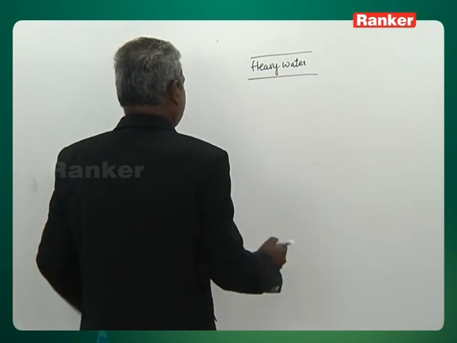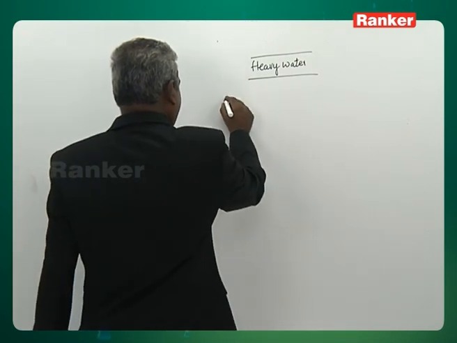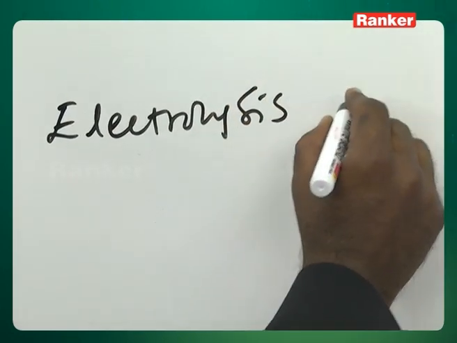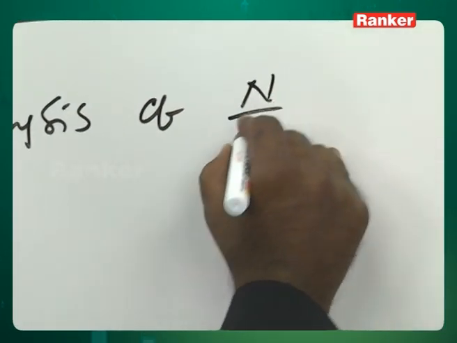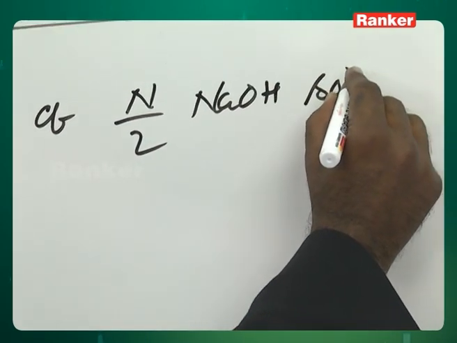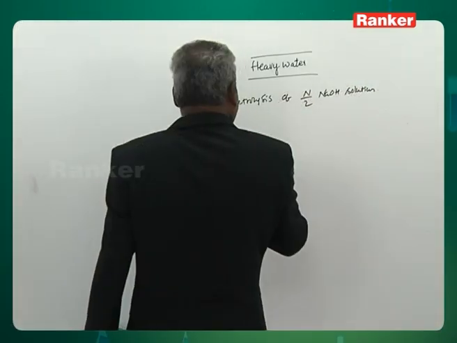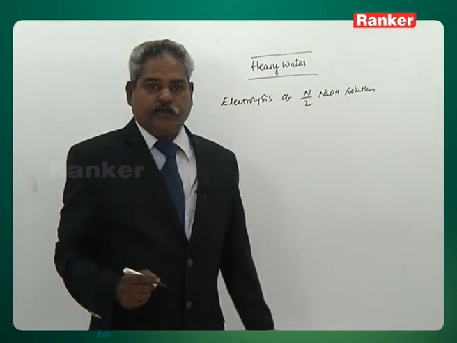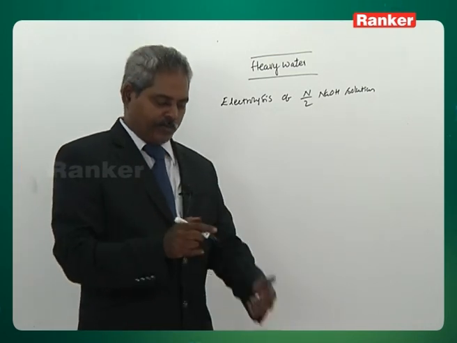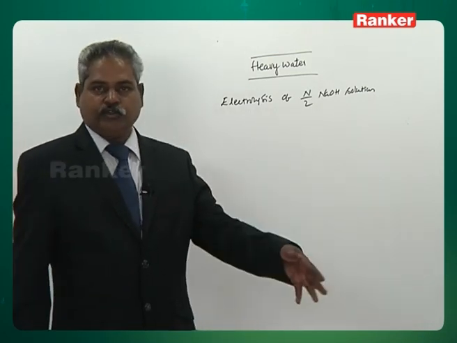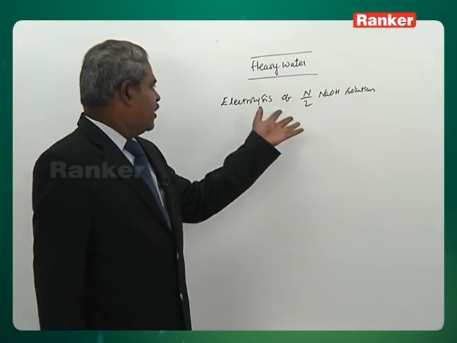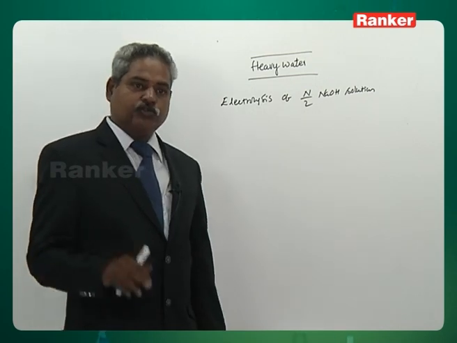Manufacture of heavy water: it is manufactured by electrolysis of N by 2 NaOH solution. Look here, where is D2O present? You don't have separate water bodies for D2O. D2O is present in all water bodies. You have D2O in rivers, seas, water tanks, everywhere. You have D2O wherever H2O is present.